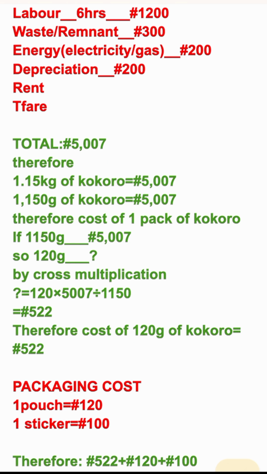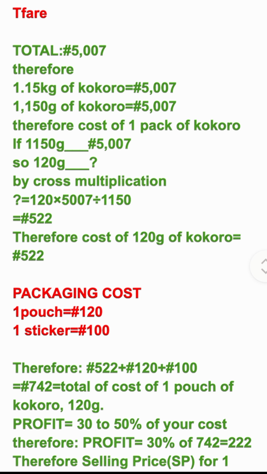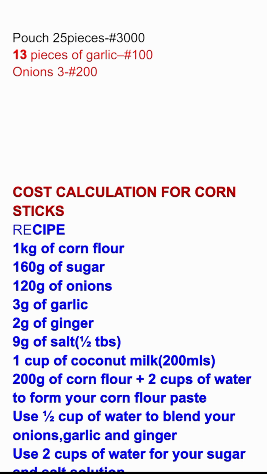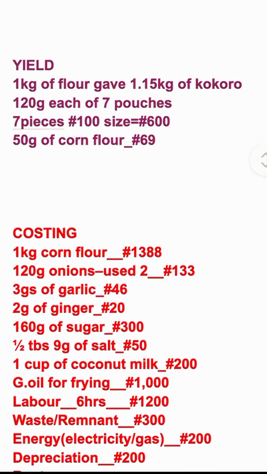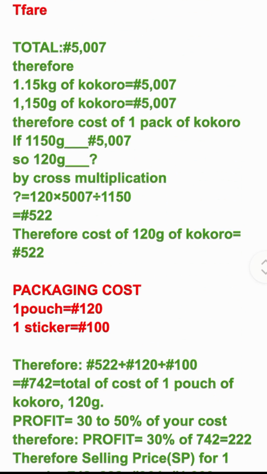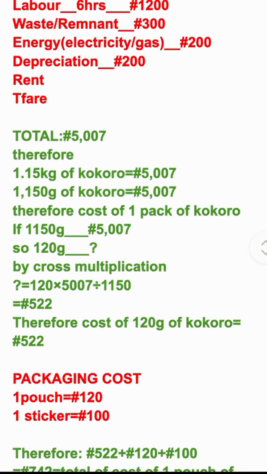But remember your packaging, you have to calculate the cost of your packaging separately. So one pouch is 120 naira. How did I come about that? So I bought 25 pieces of that pouch at 3,000 naira. So if I want to get the price of one pouch, I know that I have to divide it by what? By 25. So that is how I got 120 naira for the price of one pouch.